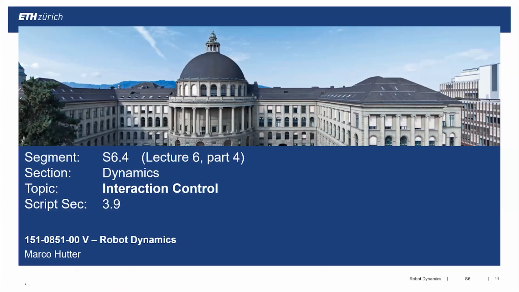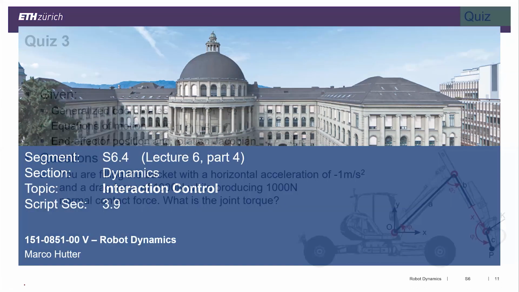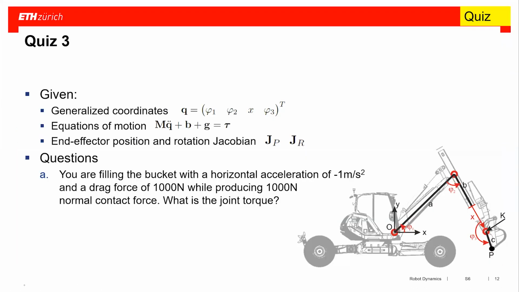Third thing was that we moved on with interaction force control, which means we are now combining this task level description with additional forces that are applied there. And these forces were like we are given a motion here, an acceleration here, and we have two forces. One is a drag force and the other one is producing a normal contact force. And the question was then, what is the joint torque?